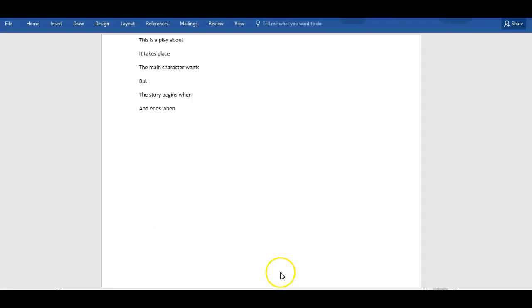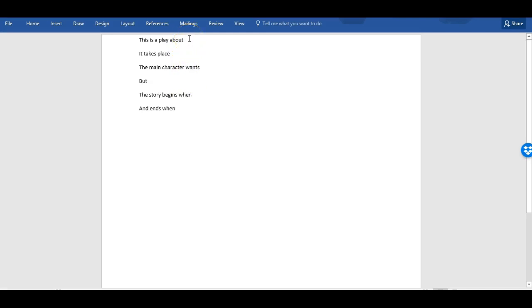She has these simple little questions that she gives to playwrights. You need to be able to answer this. This is a play about blank. Maybe I should fill in blanks here, but anyway, you get it. This is a play about blank. It takes place blank. The main character wants blank, but what gets in their way of getting it? The story begins when what happens, and it ends when what happens. Things happen on stage.